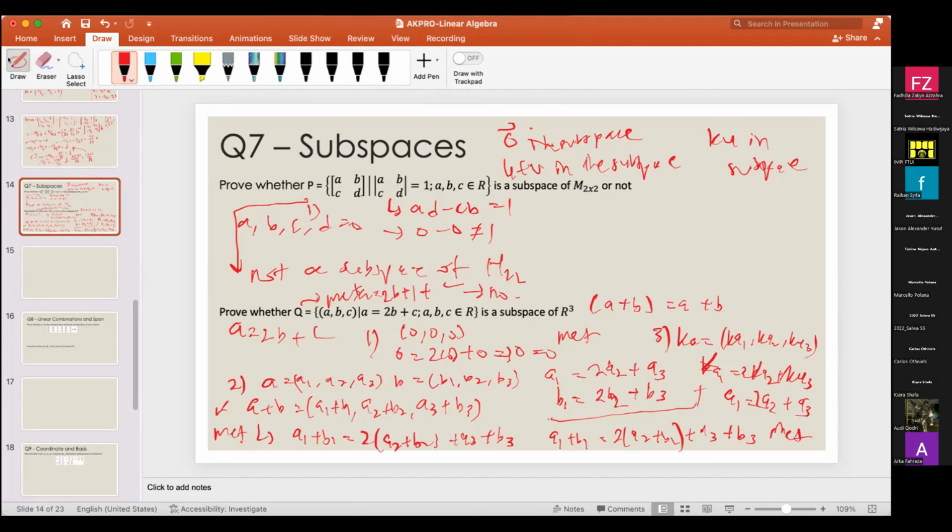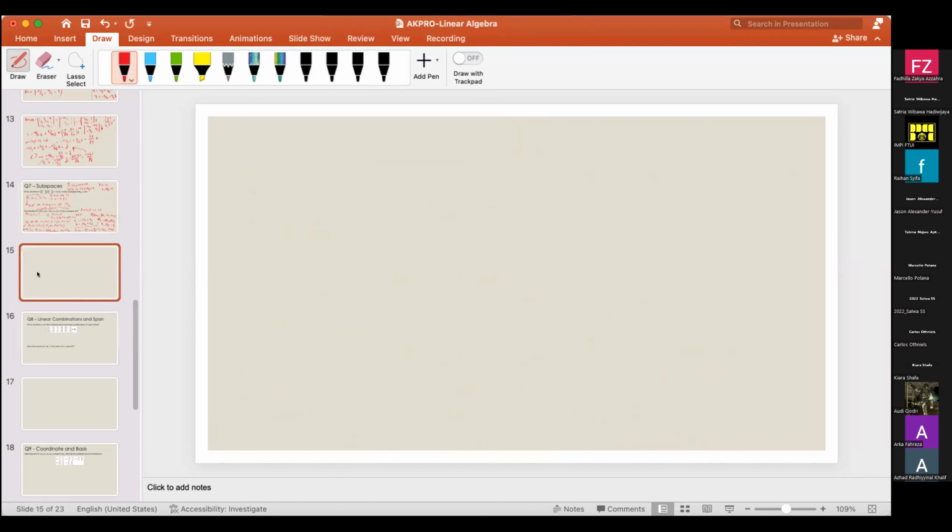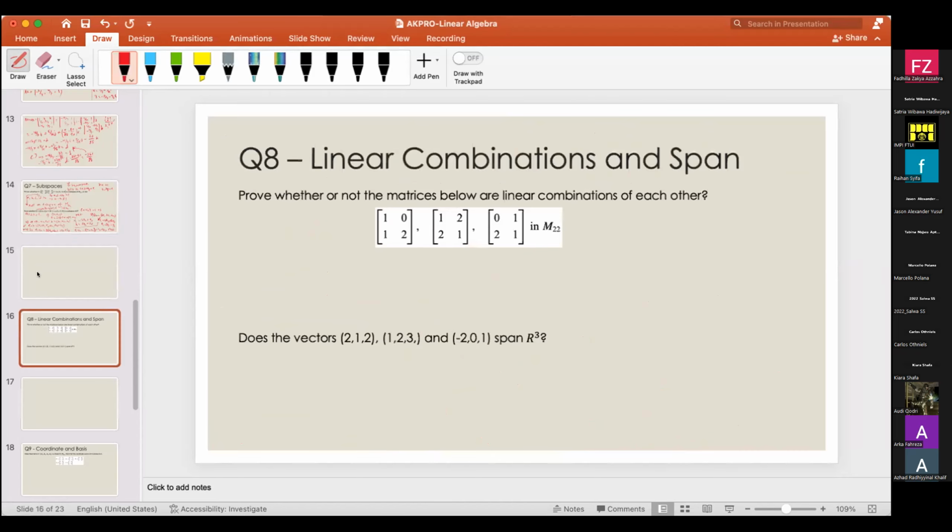And so for this question where A equals 2b plus c, Q is met. But if Q is equivalent to Q has the operation A equals 2b plus c plus 1, it will not be met. Okay. Now moving on, we're going to discuss linear combination.